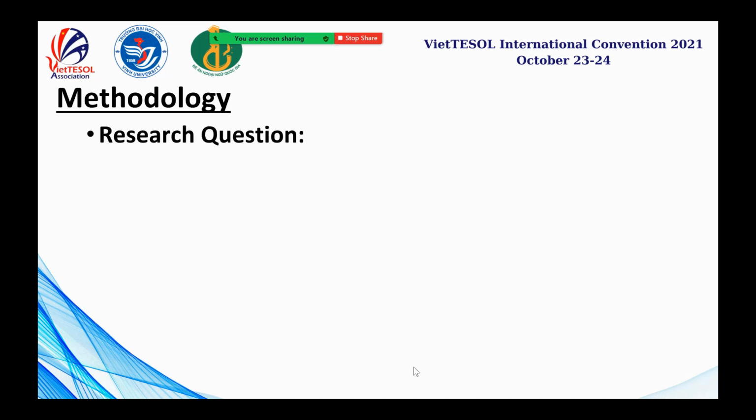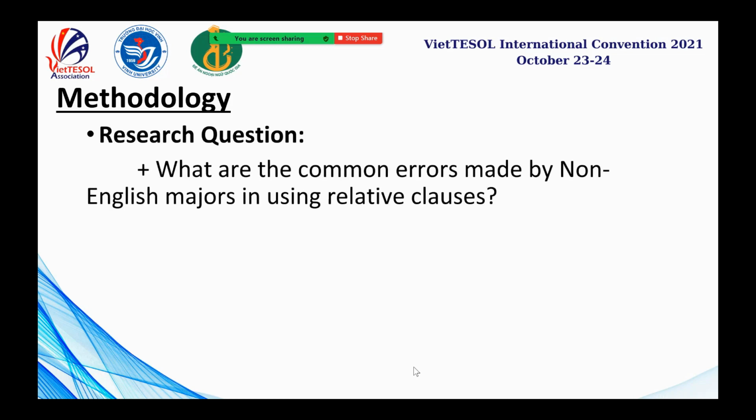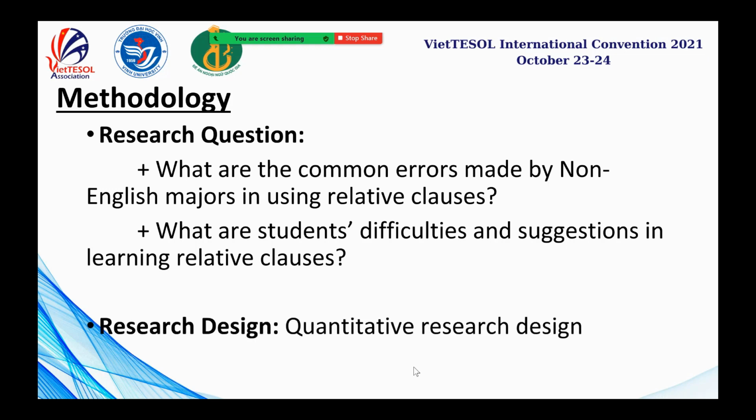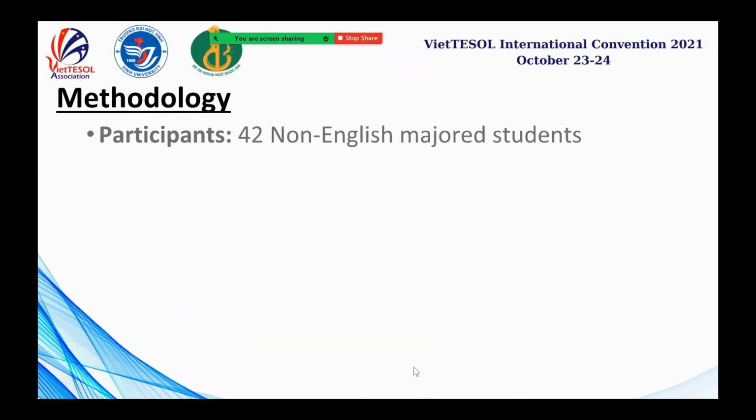Once again, the research questions of this study are: first, what are the common errors made by non-English majors in using relative clauses? Second, what are the students' difficulties and suggestions in learning relative clauses? Related to the research design, the researcher applied a quantitative research design and used a test and an interview as research tools to collect the data. For the participants, the researcher employed 42 non-English major students who have been taking an English course at the AIM English Center.